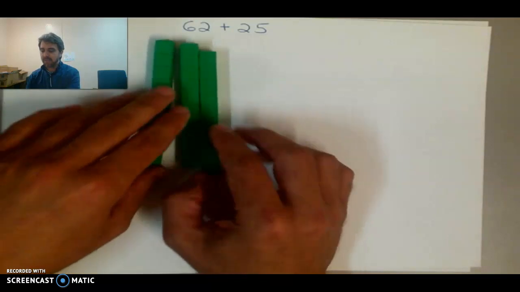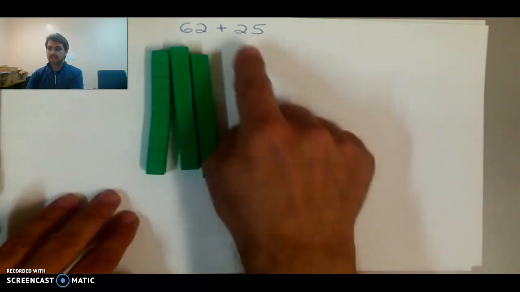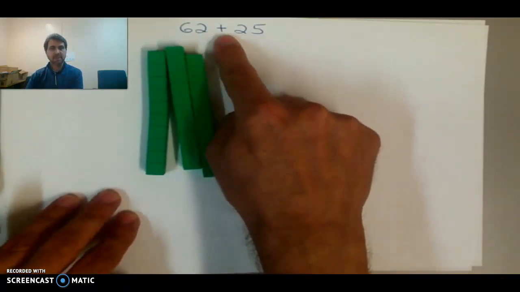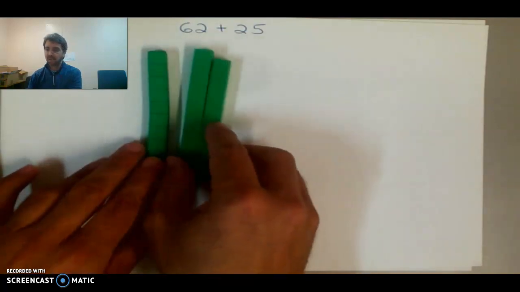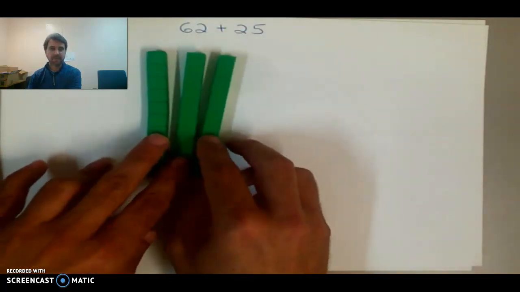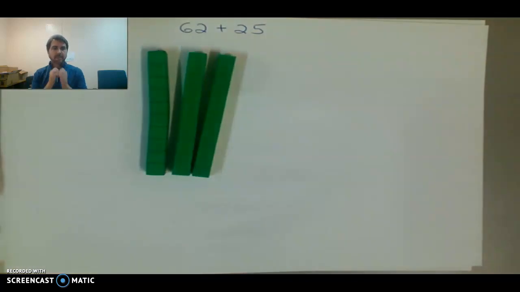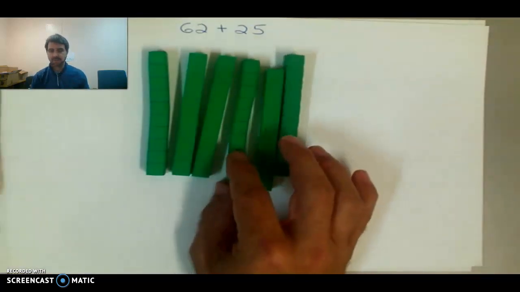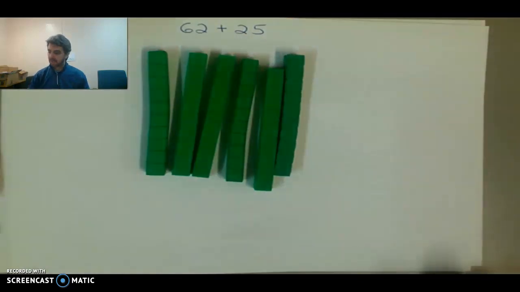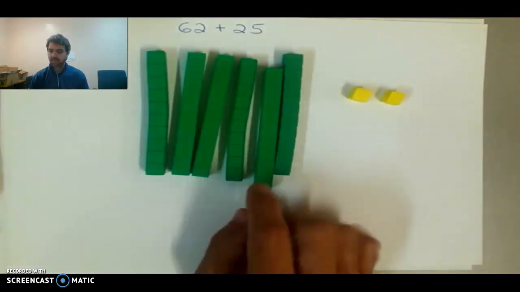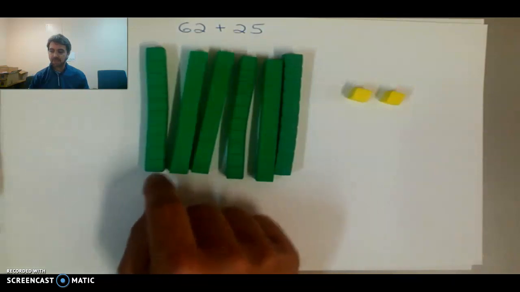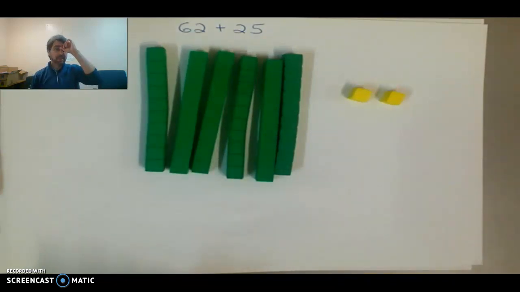So let's represent this problem: 62 plus 25. How many tens do we need for 62? We need 6 tens. So there's my 6 tens. So there's 60 plus 2 ones. Okay? 2 ones. And now we want to represent the 25.